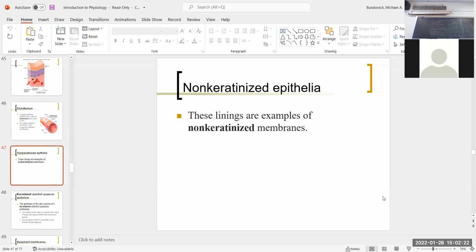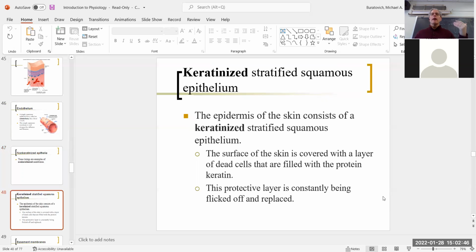Skin is an epithelium with lots of keratin. The keratin reinforces the toughness of the skin. Some epithelia are keratinized. They have keratins to make them tougher. Others are not. They're non-keratinized. So some linings are non-keratinized membranes, others are keratinized, the skin being the best example of a keratinized epithelium.